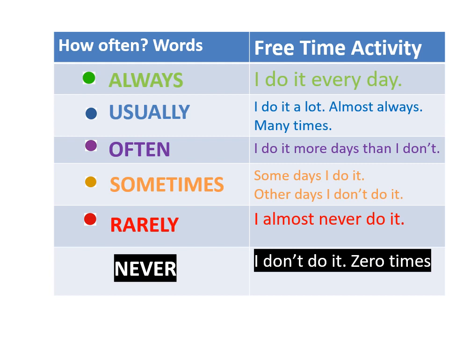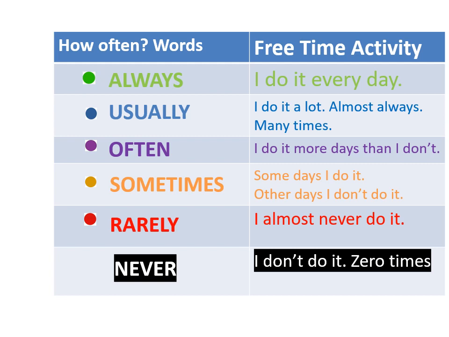So again, here are the how often words, and here is what they mean. Always means that you do something every day, just about every day. Every time. Usually means that you do it a lot, almost always, many times. So if you remember, always has more red in the last slide than usually.